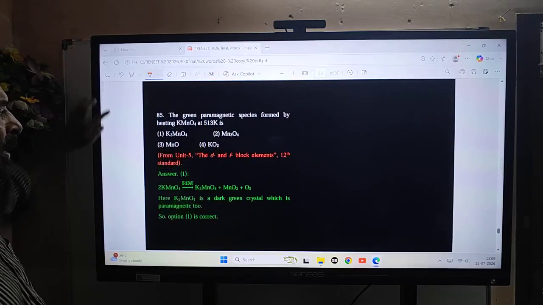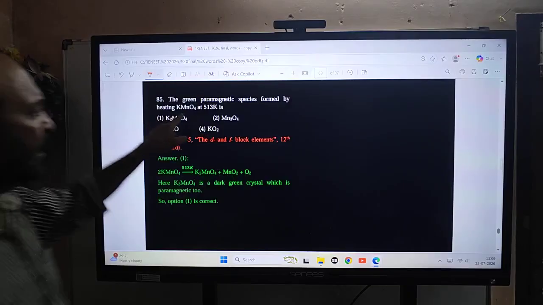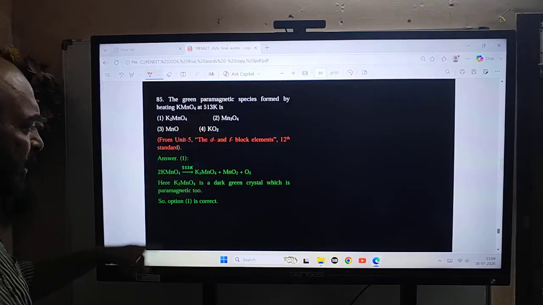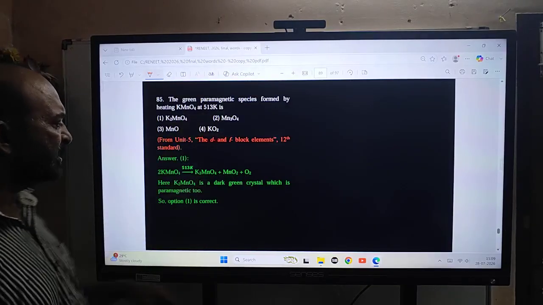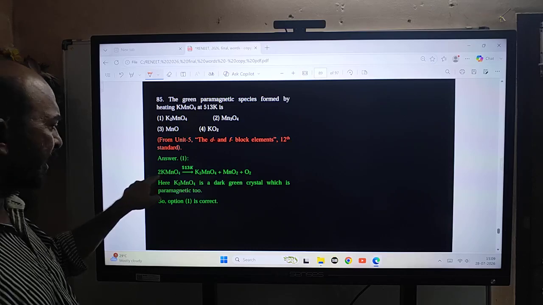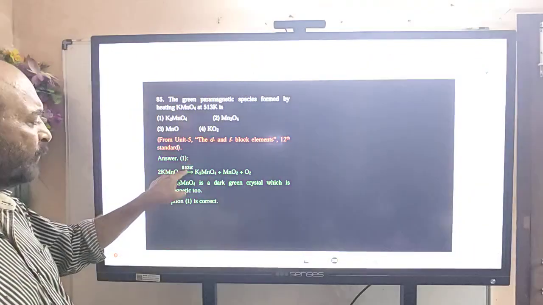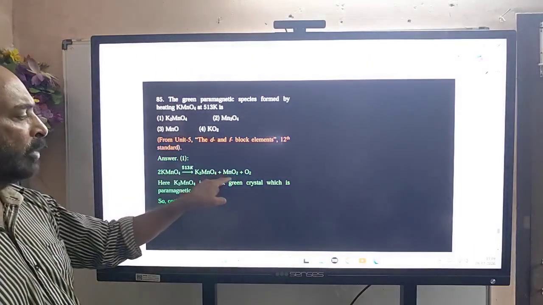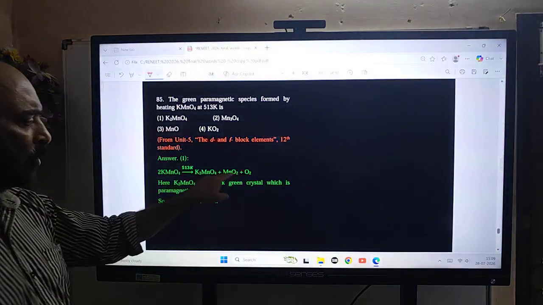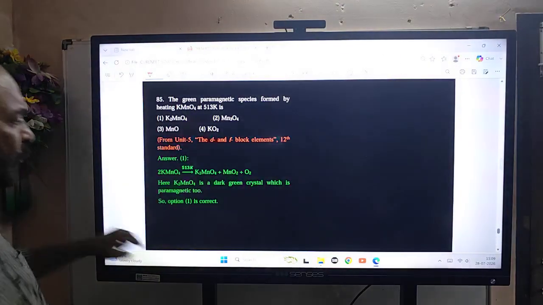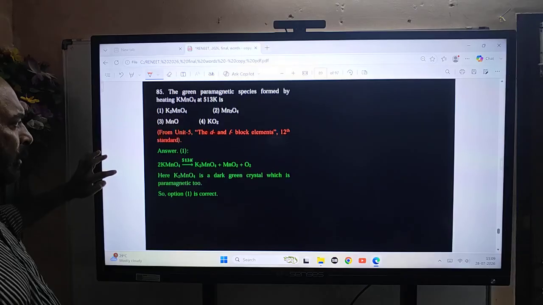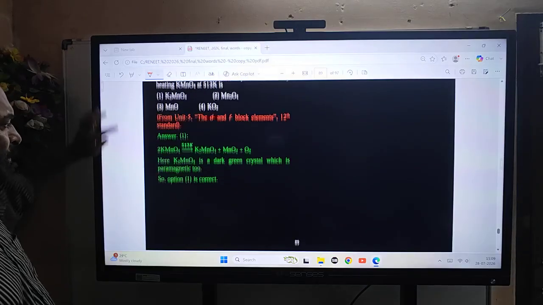The green paramagnetic species formed by heating KMnO4 is K2MnO4. Potassium manganate is a green crystal. We know the reaction is this: 2 KMnO4 at 513 Kelvin giving K2MnO4 plus MnO2 plus O2. MnO2 is a dark powder. K2MnO4 is a green crystal. So K2MnO4 is the answer. Okay, option 1 is the answer.